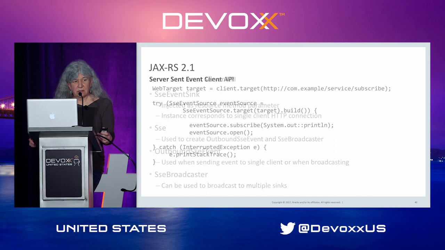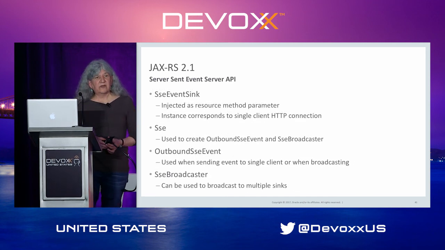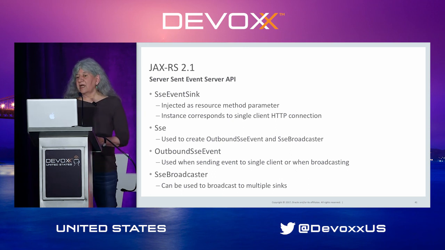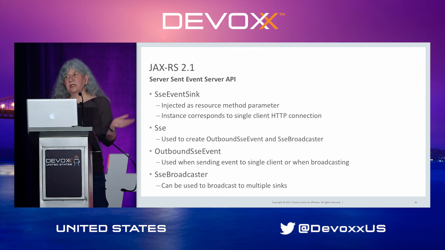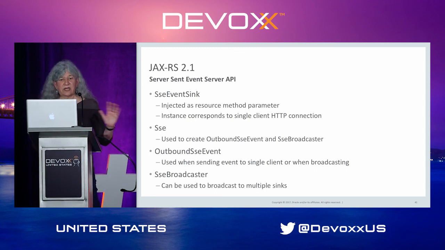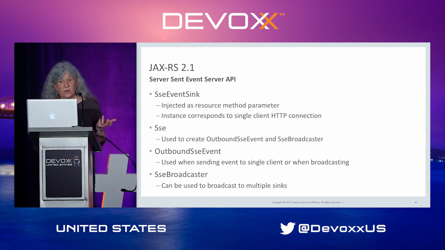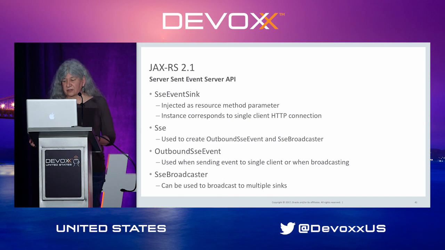On the server side, instead of an event source, we have an event sink. This is injected as a parameter to the resource method that's going to be invoked. It corresponds to the HTTP connection back to the client. Sse, I guess you can think of it as a factory class. It's used to create outbound events and broadcasters. Broadcasters allow you to broadcast to multiple clients.